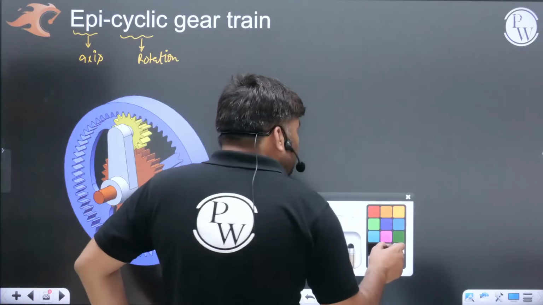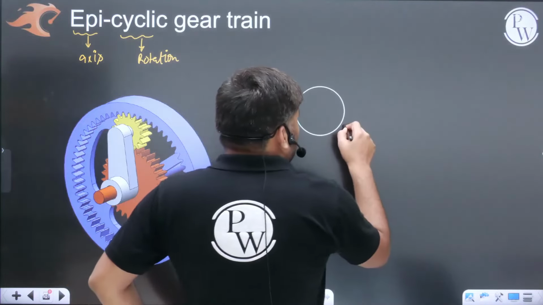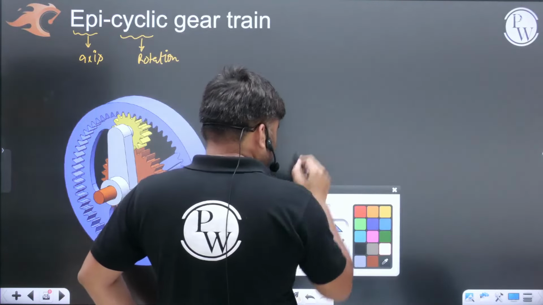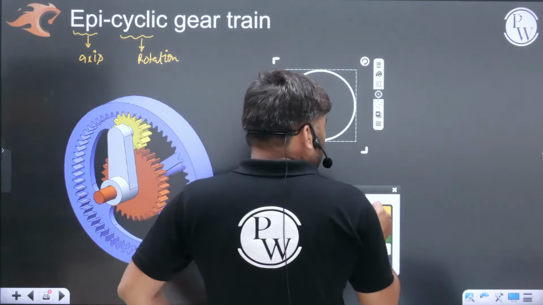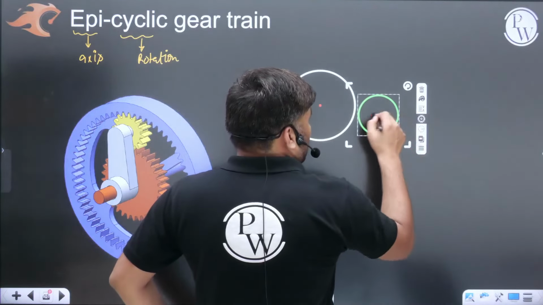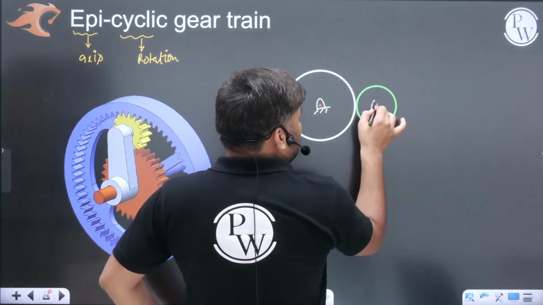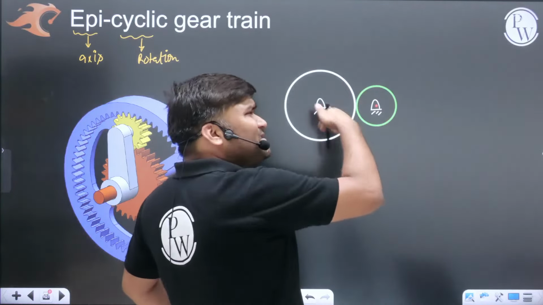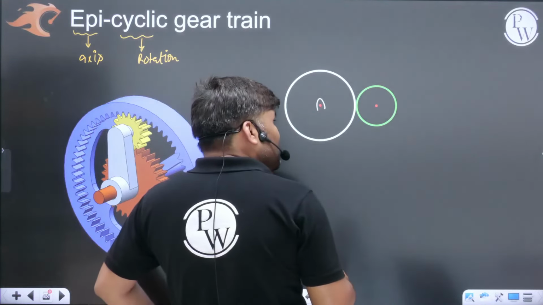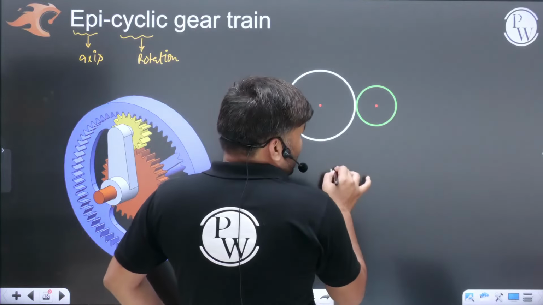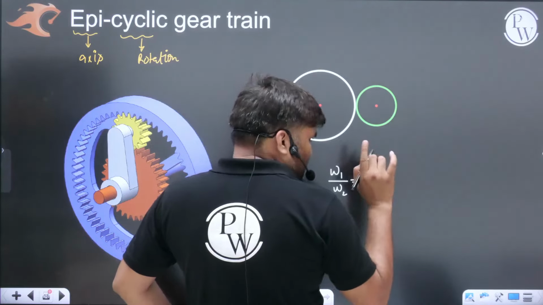For example, I have a gear something like this. This is meshing with a small gear. If these two gears are rotating about their fixed axis, this is a simple gear train, beta. These are a simple combination of gears. We know how to solve this, beta. Very easily we can write down the formula: omega 1 by omega 2 is T2 by T1. We know this.